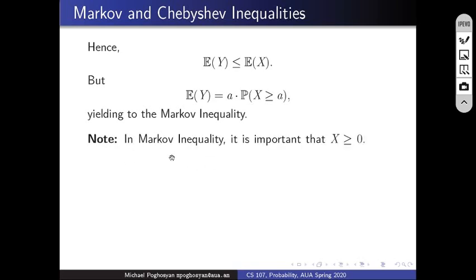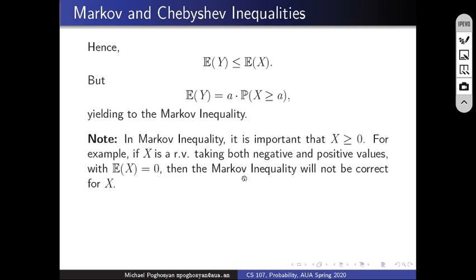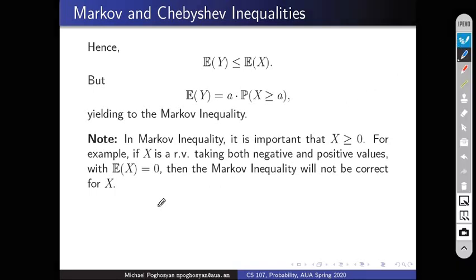Note, in Markov inequality, it is important that x is non-negative. Say, if x is a random variable taking both negative and positive values with expectation equal to 0, then the Markov inequality will not be correct for that case. Why is that? Because let me write the Markov inequality. So probability that x is larger than a is less or equal than the expected value of x over a.